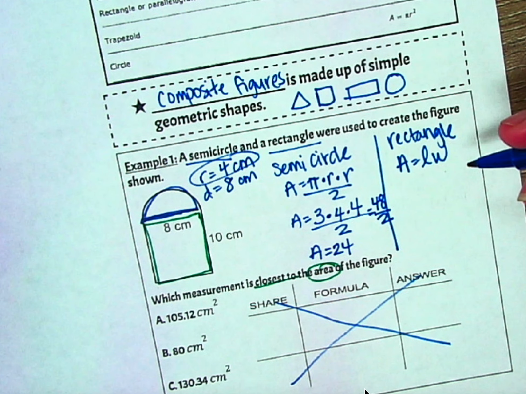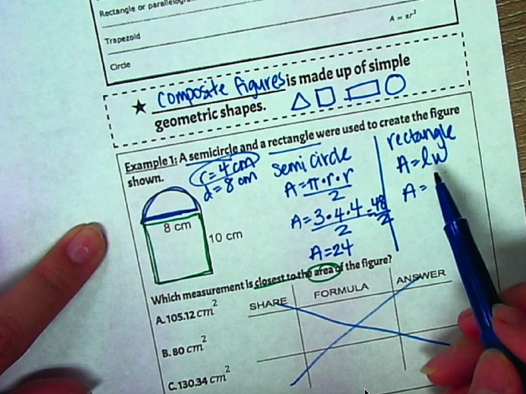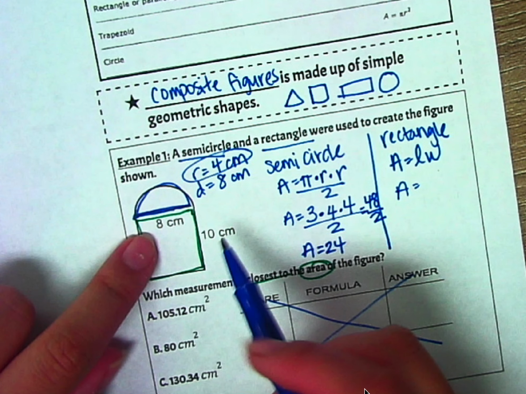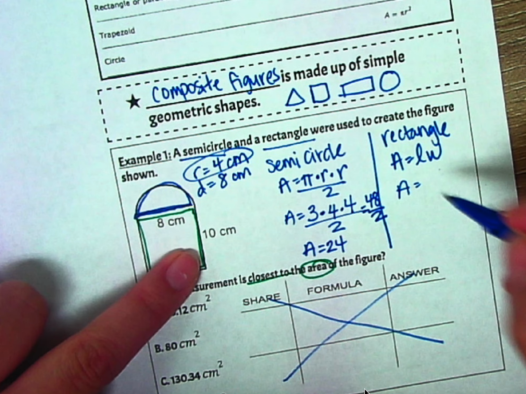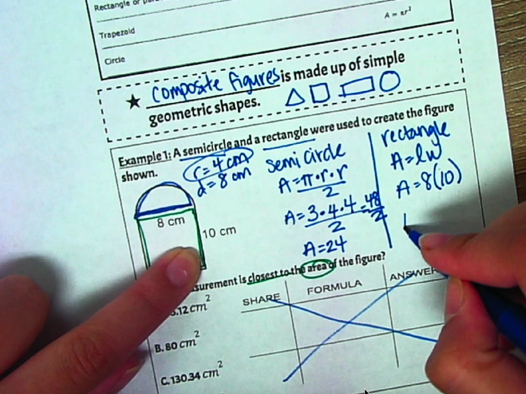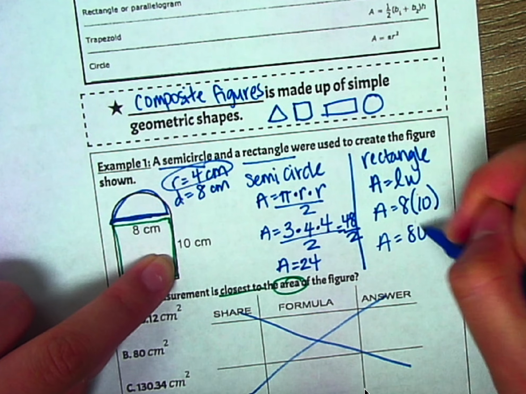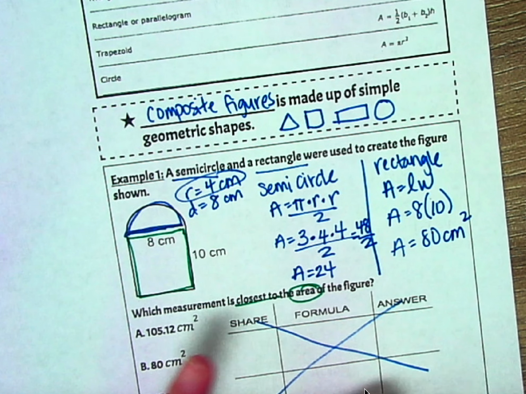Now I'm going to do the rectangle. I'm going to finish it. So I need to plug in my numbers. So the rectangle is right here in green. So the length is going to be 8 and the width is going to be 10. So I just need to multiply those two numbers, 8 times 10, which gives me 80. Do not forget to put your measurement.